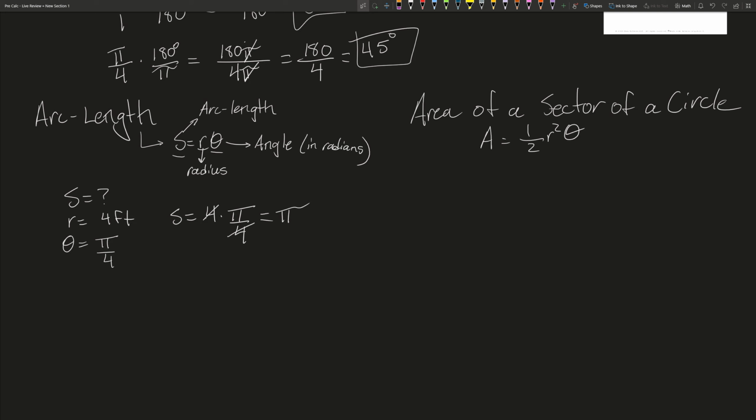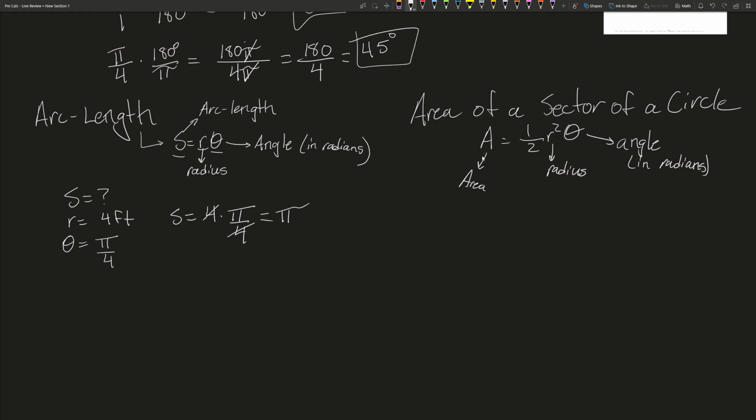The other type of question that we need to know, again, it's just an equation. Area is equal to 1/2 the radius squared times our intercepted angle, which again has to be in radians. So really, these two questions are just plug and chug. If you know the equation, it should be very simple.